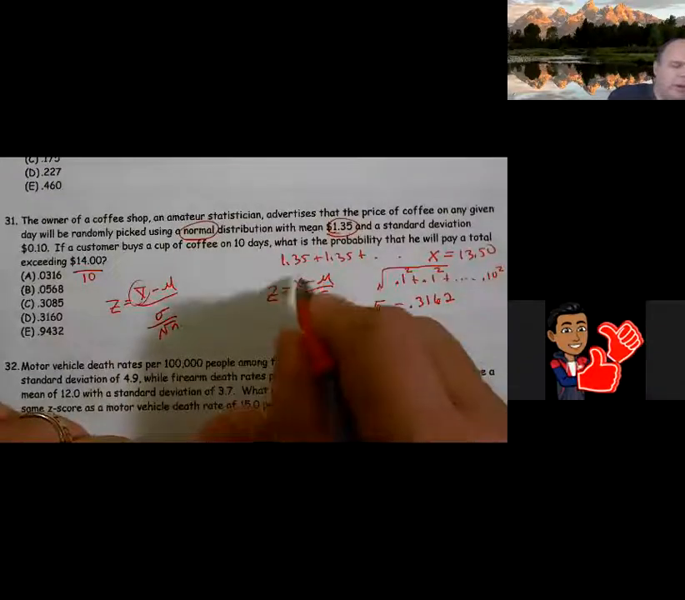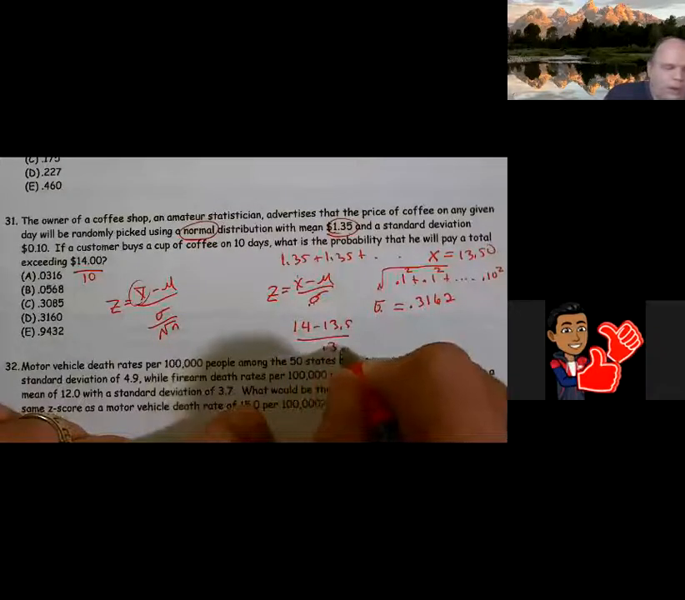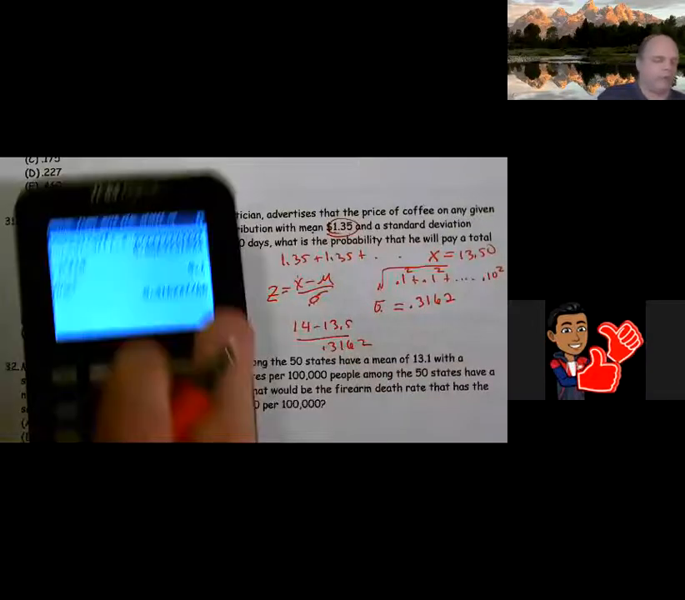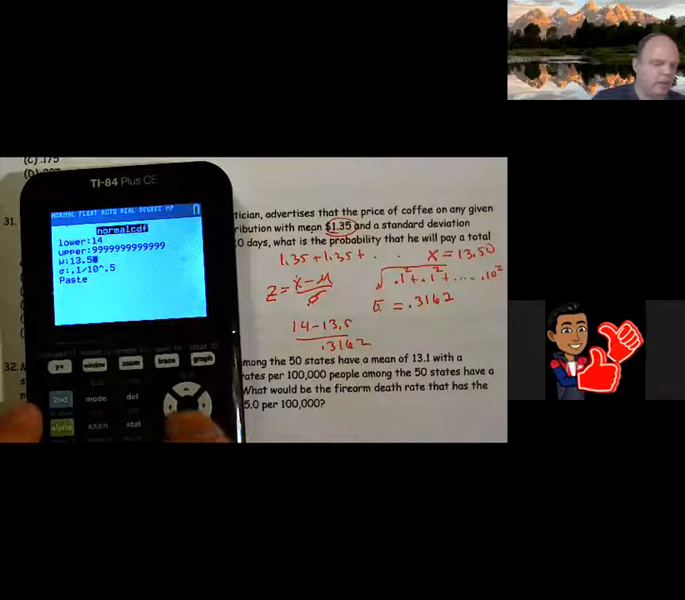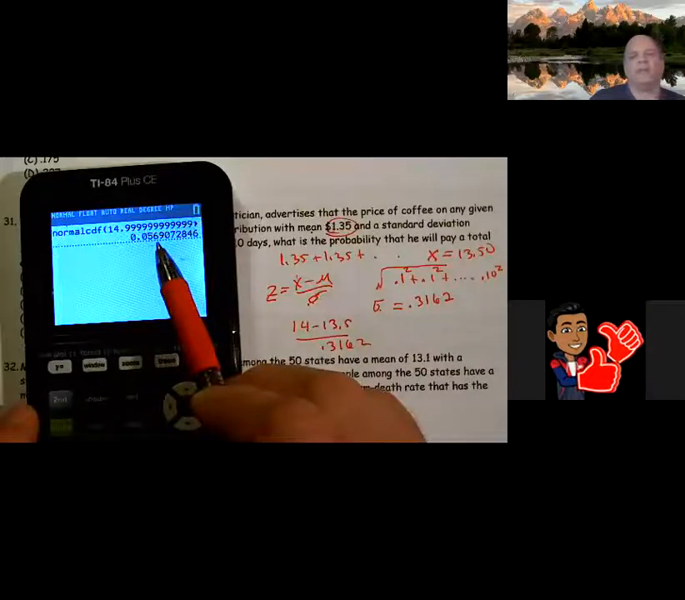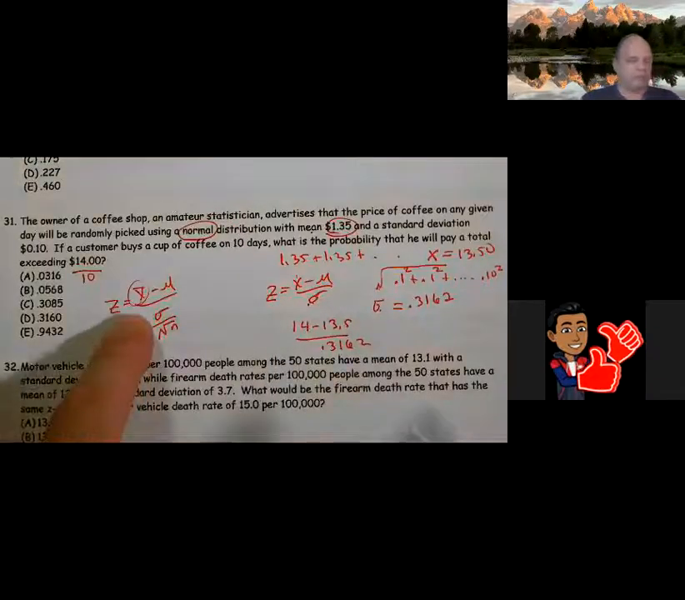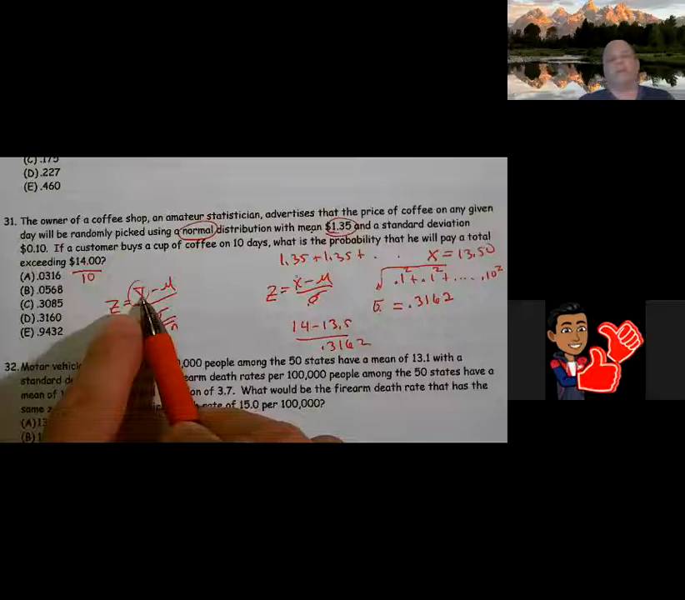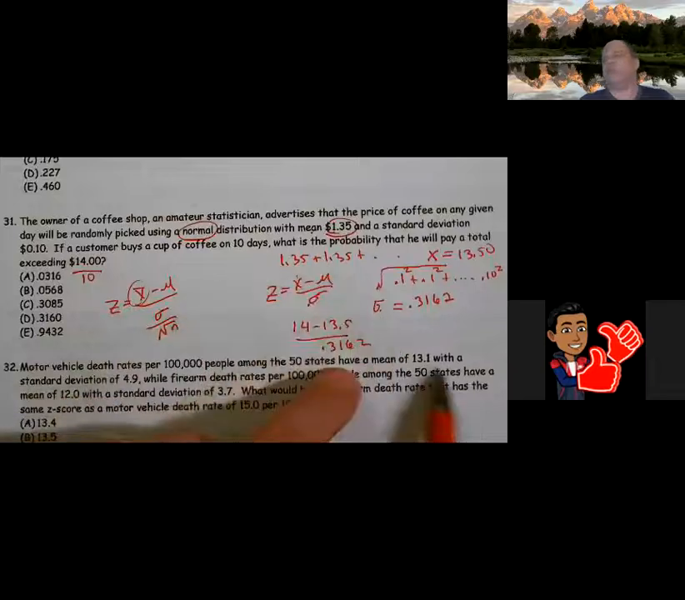In which case, now I can go back and use this, and I can go 14 minus the 13.50 over 0.3162. And let's watch to see what happens if we've done that. Second vars, normal CDF, 14, infinity, 13.50, 0.3162. And we get exactly the same value. So there were two different ways to look at it, but it was probably more accessible if you converted it to an average so that you could use this formula, as opposed to going, I have to adjust the mean, and I have to adjust the standard deviation.